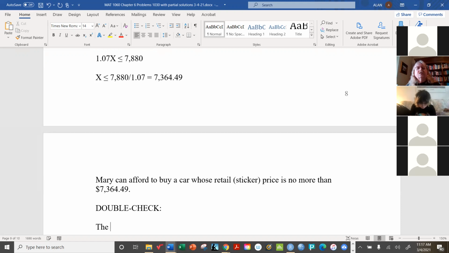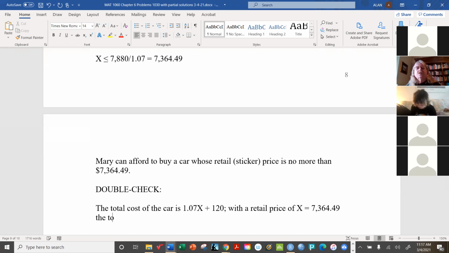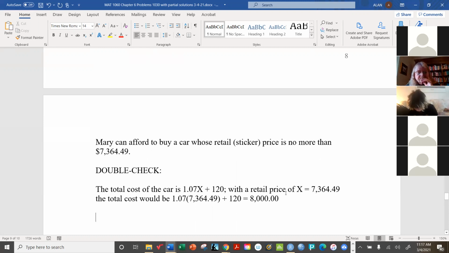Okay, so double check the total cost of the car. We've already seen it is 1.07X plus 120. Okay, with a retail price of X equals 7364.49, the total cost would be, all right. Well, it turns out, except for a slight rounding, it's $8,000. Okay, so that means we've got it.